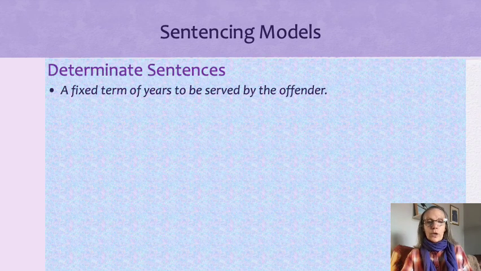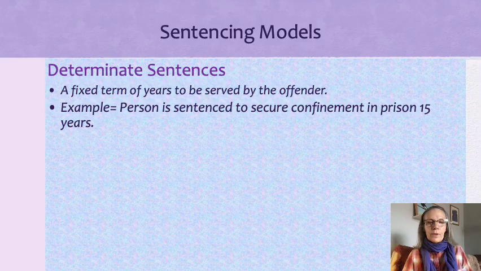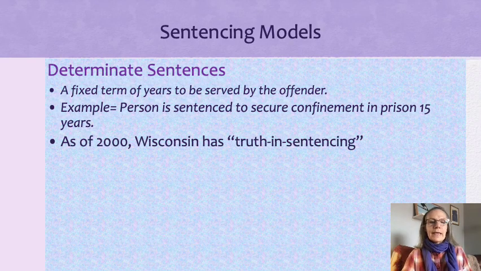Okay, so as we know, the determinate sentence is a fixed term of years to be served by the offender. So for example, a person would be sentenced to secure confinement in prison for 15 years. And so there's no range there. It's defined and it's determined how long you are going to stay there.